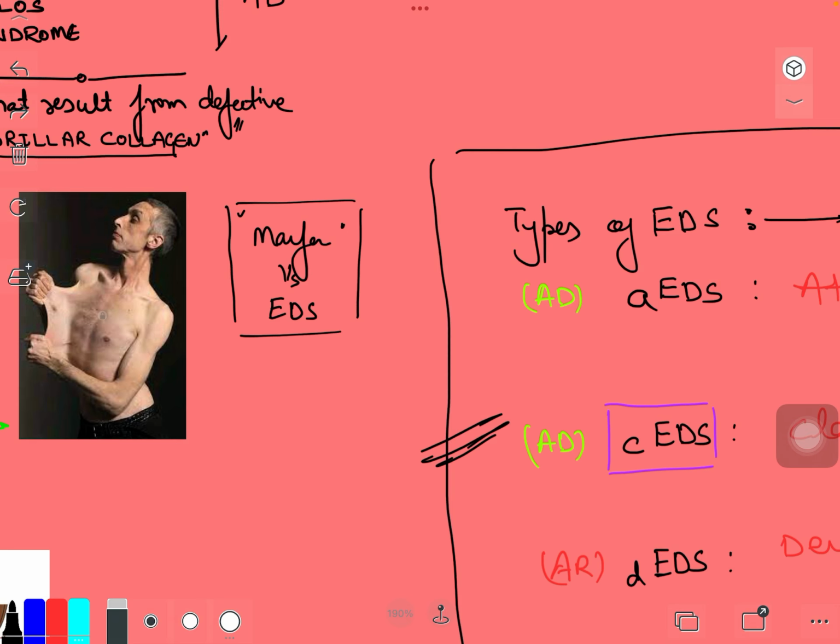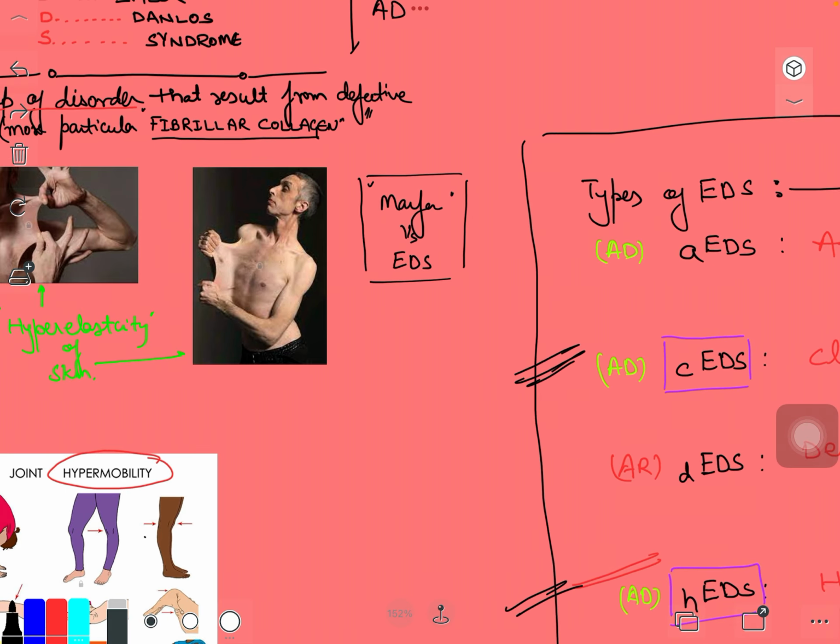Marfan was focusing more on the fibrillin protein. EDS is focusing more on collagen.